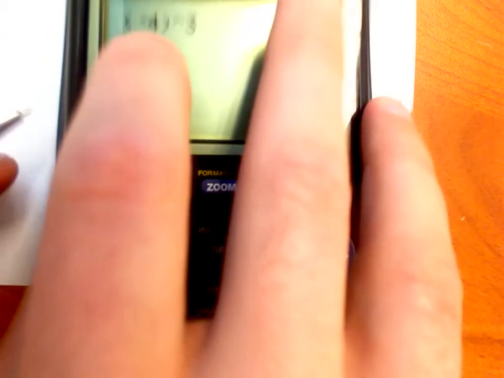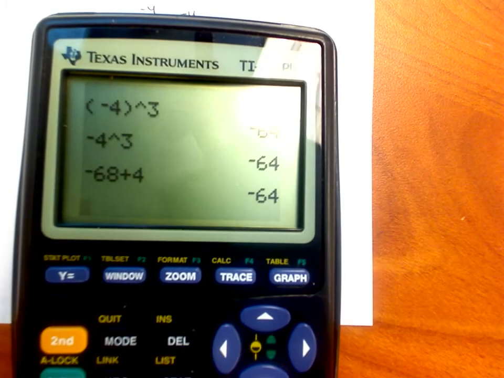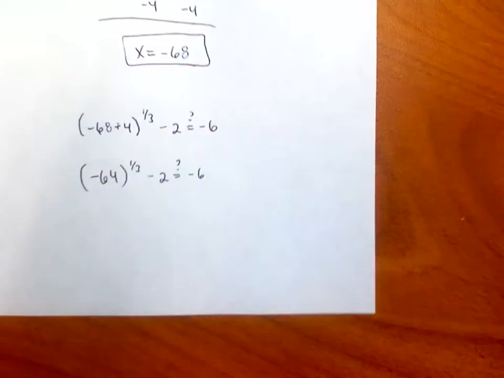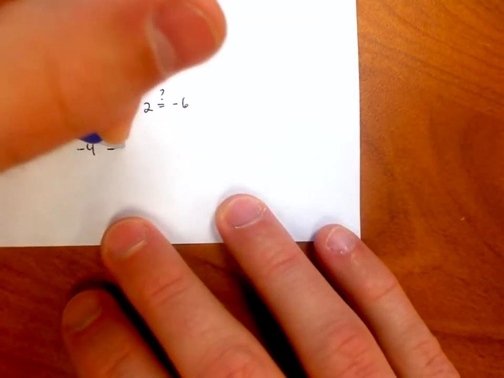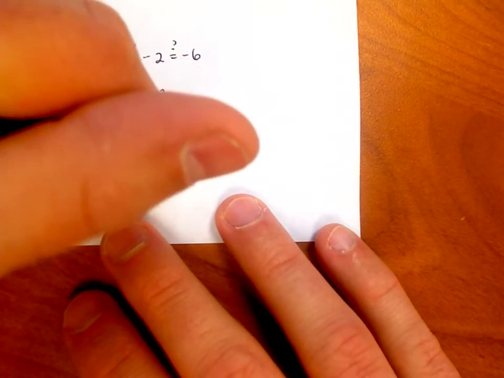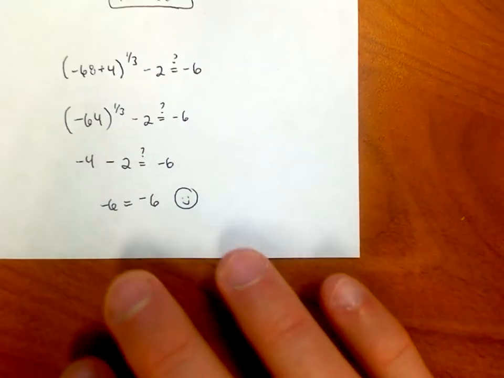-64, if I raise it to the 1/3 power, you see because of the glare, I'm going to take that and raise it to the 1/3 power. That gives me a -4. So this is really -4 minus 2. Is that equal to -6? And I think you can see that it is. And so we get a happy face here. We've checked it off. Everything works.